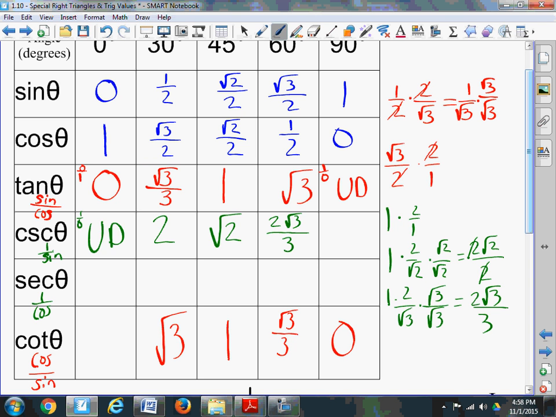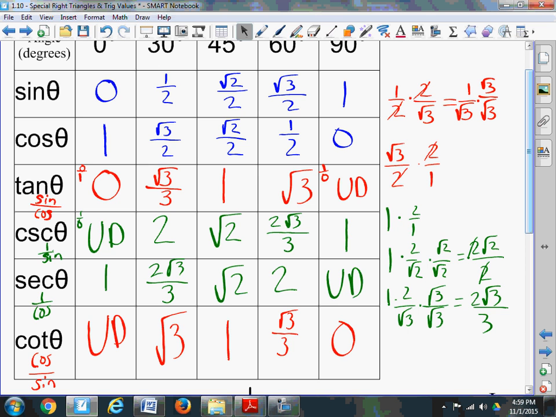And then I would have 1 over 1, which is just 1. And then it would run in reverse, which I forgot to put undefined down here. It would run in reverse, so this would be undefined. This would be 2 root 2, 2 root 3 over 3, and 1.